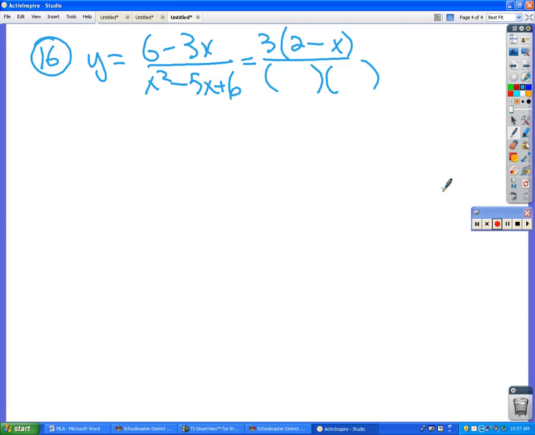Okay, let's factor the bottom. Two numbers that multiply together to be positive 6 and add together to be negative 5. Negative 3, negative 2. Wait, how do you factor that if there's the x squared? Never mind, because you do the inside out. FOIL. So if I went backwards, first times first would be x squared. Outside times outside is negative 2x. Inside times inside is negative 3x, which together makes negative 5x. And then negative 3 times negative 2 is positive 6.